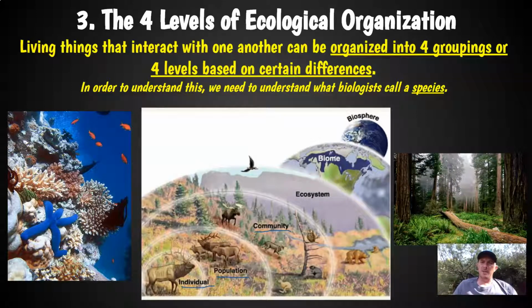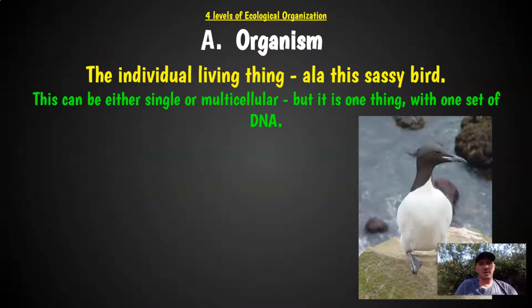So when we're looking at ecosystems, when we're looking at how individuals and how species interact with each other, we look at it in kind of 4 different levels, and each level gives us the ability to see different things and understand ecosystems in different ways. So living things can be organized into 4 different levels. And in order to understand this, we need to know what a species is, so we talked about that.